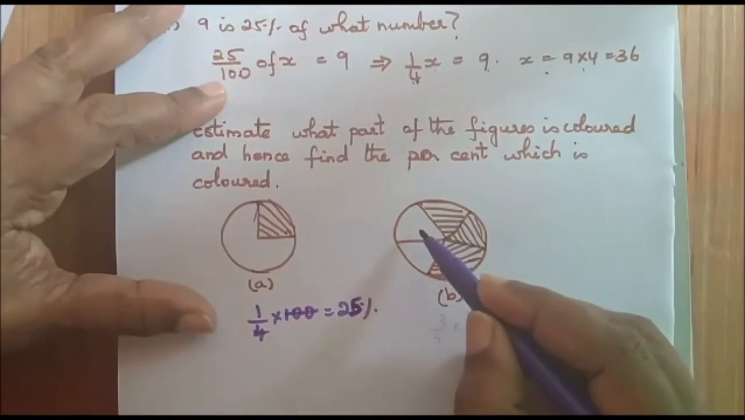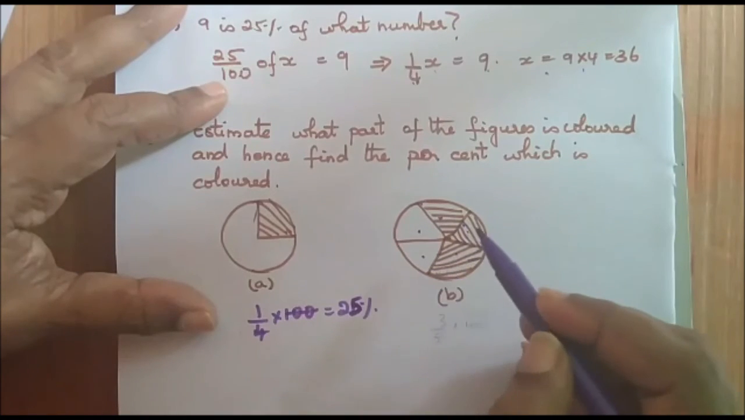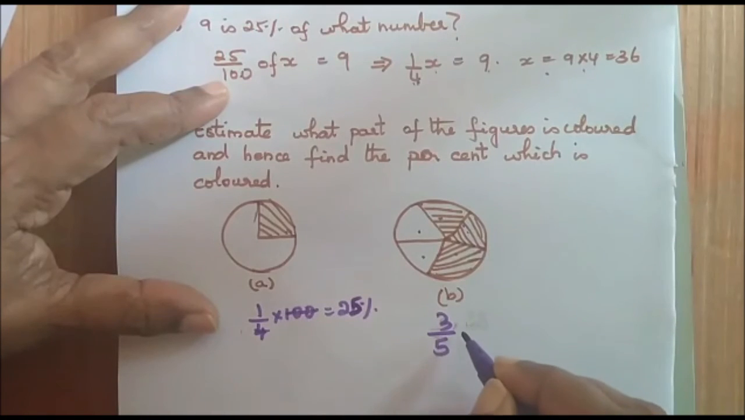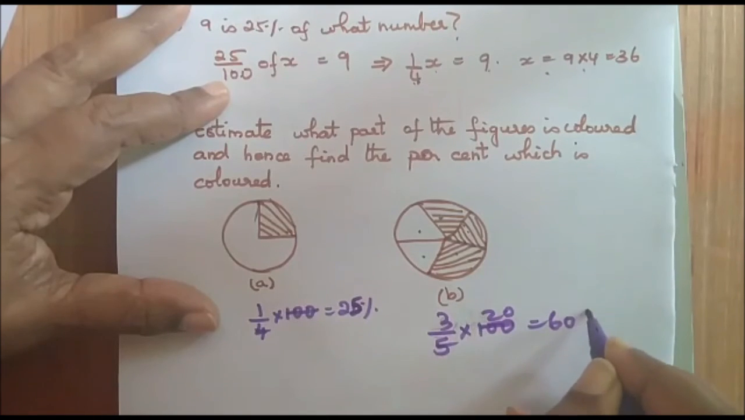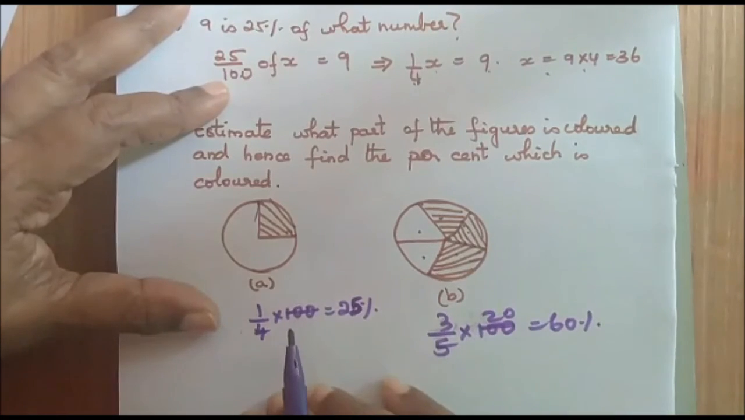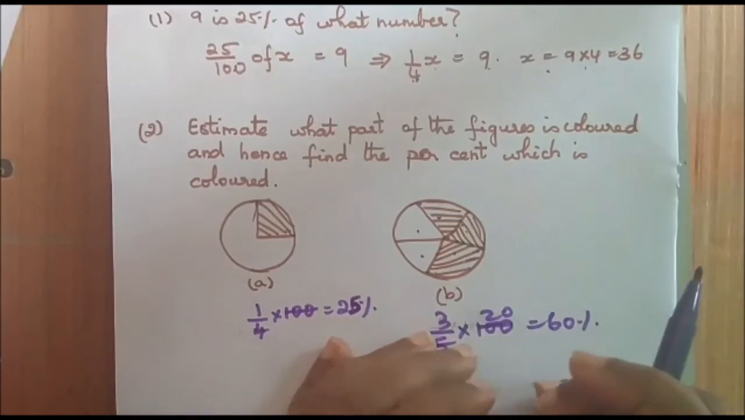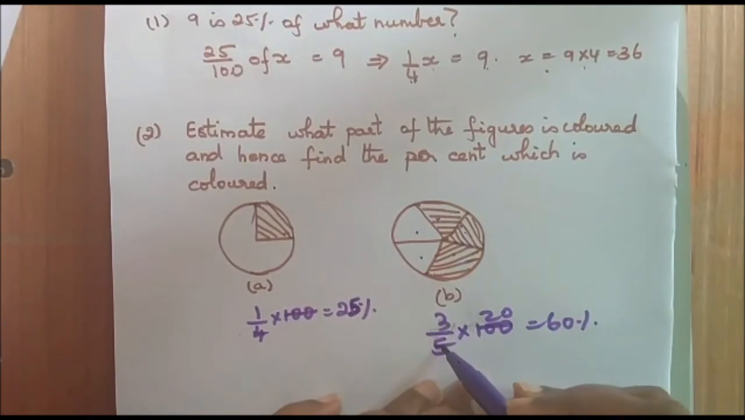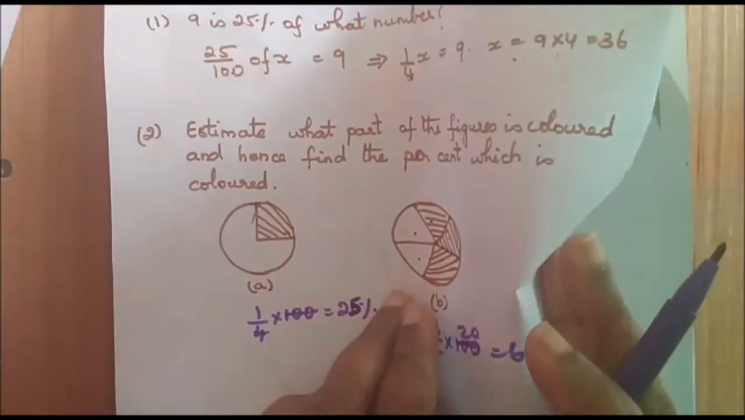Now in this case there are 5 parts. How many parts are there? 1, 2, 3, 4, 5. Out of these 5 parts, 3 parts are shaded. So 3 by 5 into 100. It is 60%. First you have to calculate the number of parts, then how many parts are shaded. 3 parts are shaded out of 5. So 3 by 5, then multiply by 100. That will give you the percentage.